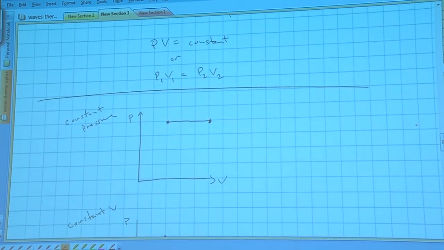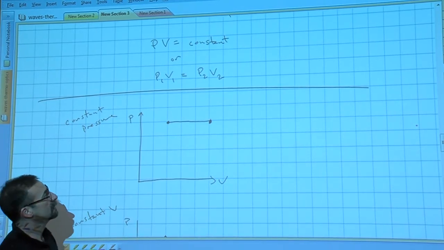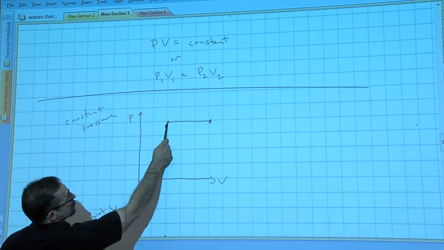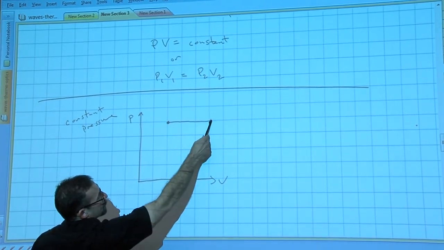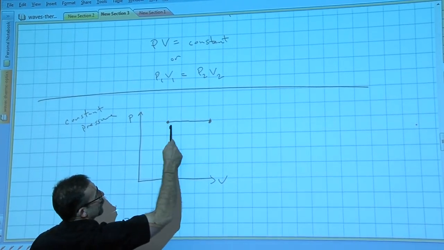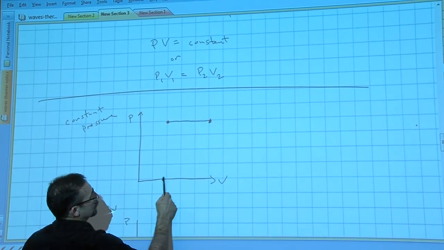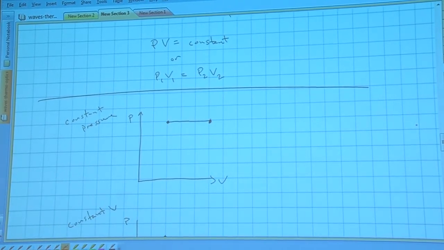So let's take a look at what that looks like. A constant pressure process on a PV diagram would look something like this, right? The pressure doesn't change. We're going from an initial state to a final state, or the other way, maybe this is our initial state and this is our final state. Either way, the pressure doesn't change, but the volume is changing. So that's what it would look like on a PV diagram.